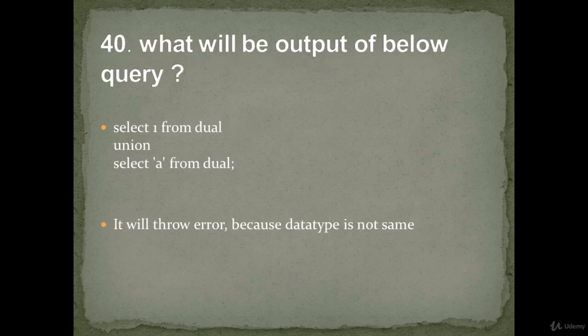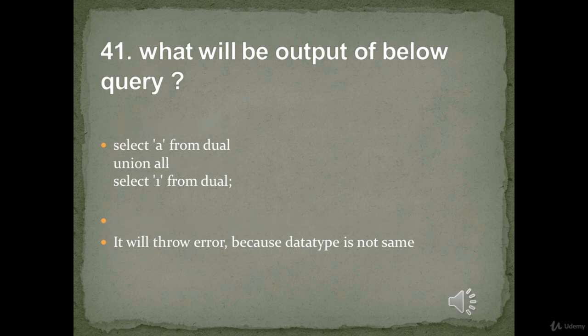Question number 40. What will be the output of the below query? Select 1 from dual, union select A from dual. 1 is a number, so it has data type number. A is a character string, so it has data type varchar. If you run this query, it will throw an error because the data types are not the same. Please run this query in your SQL or PL SQL tool. It will give you a data type mismatch error.